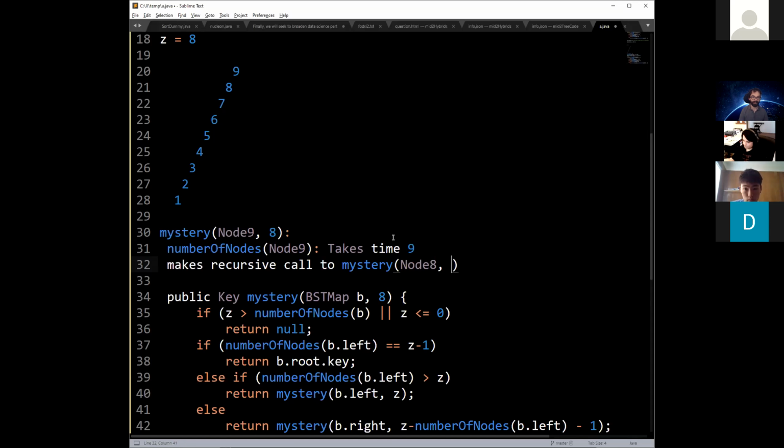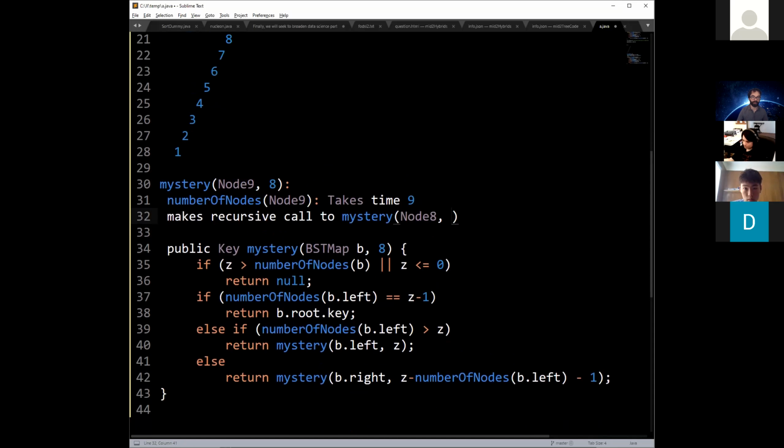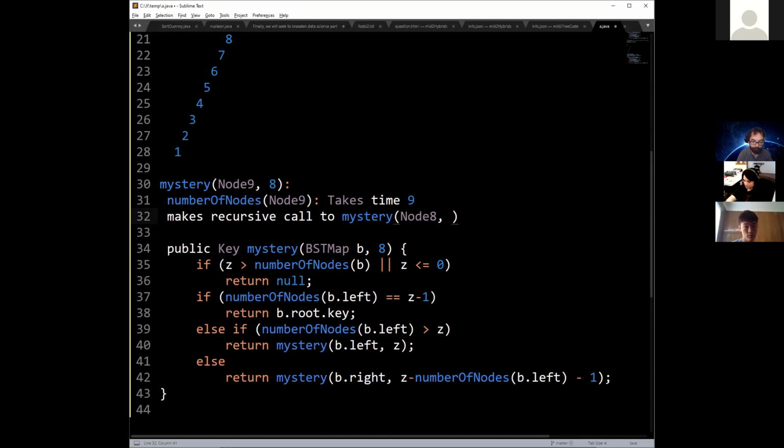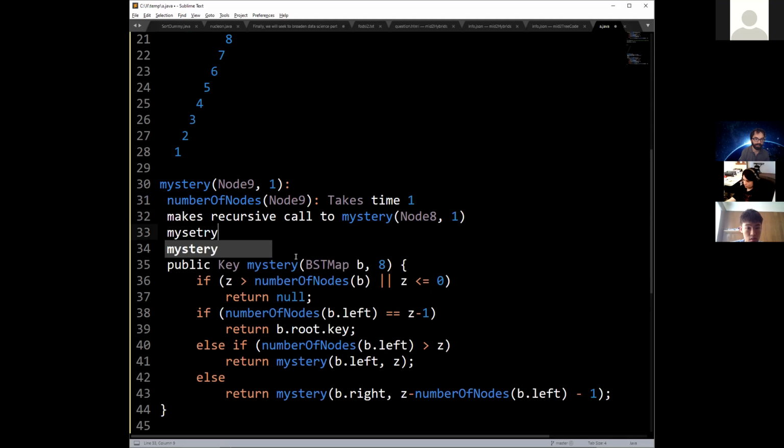All right, cool. Actually, for anybody who didn't quite follow that, I'll just do a tiny bit more, which is this makes a recursive call to mystery node. So to finish this off, the number of nodes b dot left is greater than 8. Maybe I should have picked a different z, huh? Yeah, just pick a low number. Yeah, 1. All right, there you go. Make sure we call mystery node 8, comma 1. All right, then mystery. There we go.